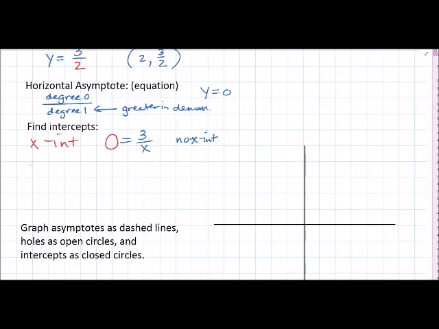And then same thing, if I want to find the y-intercept, I'm going to fill 0 in for the x and solve for y. And that gives me y equals undefined, so there are also no y-intercepts.